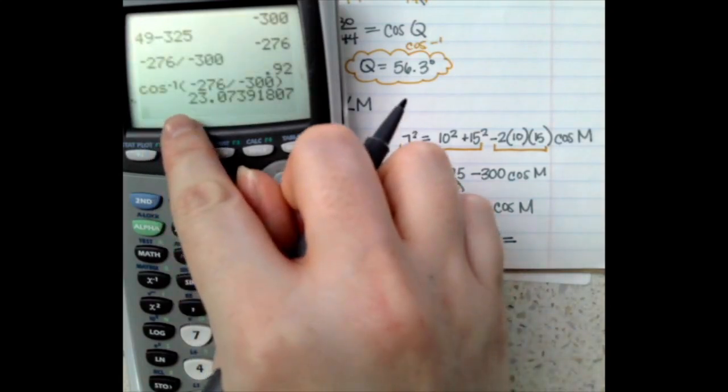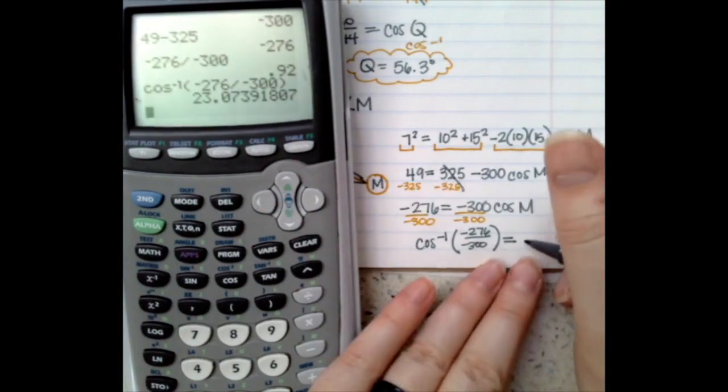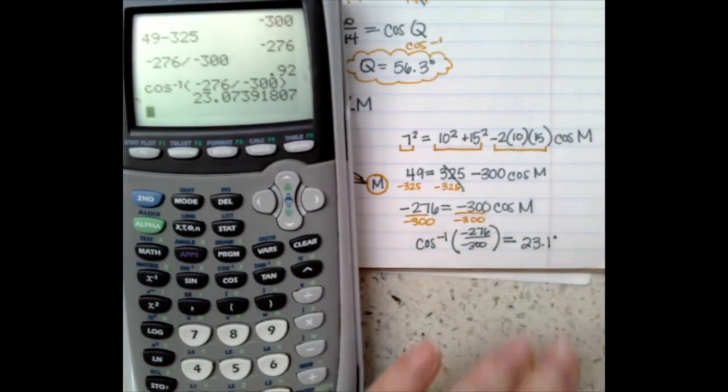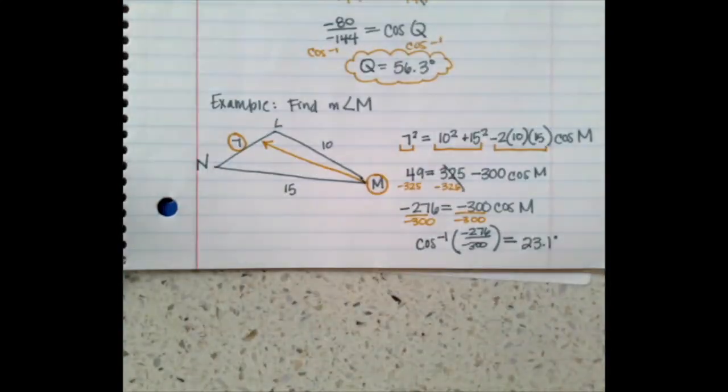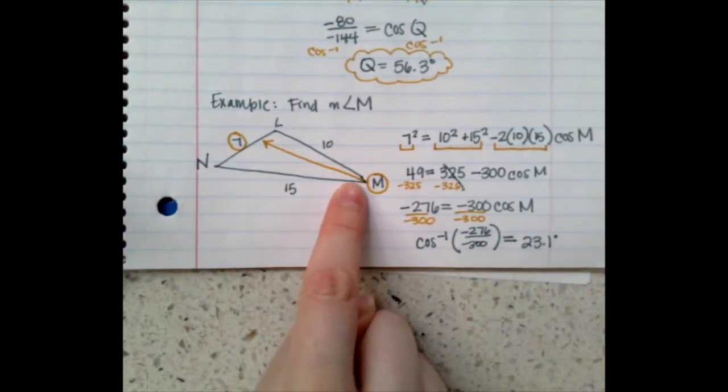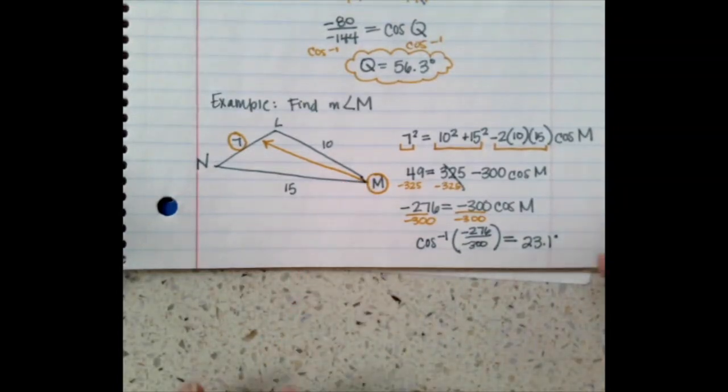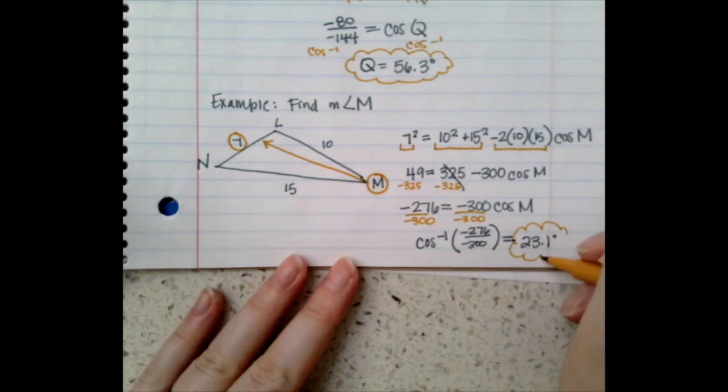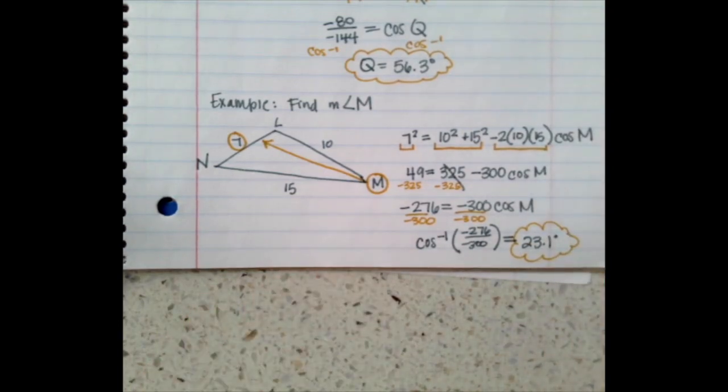And we get 23.1. And if I look at my angle, that does look like a relatively small angle, so 23.1 seems like a very good angle measure for my answer.